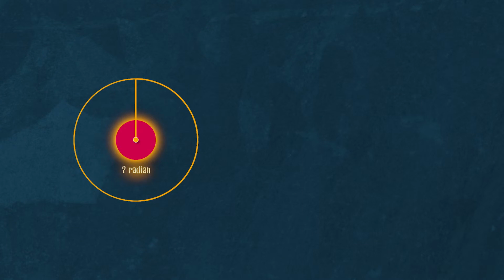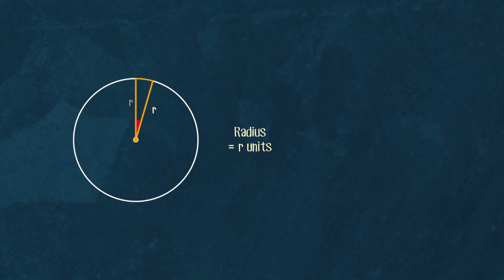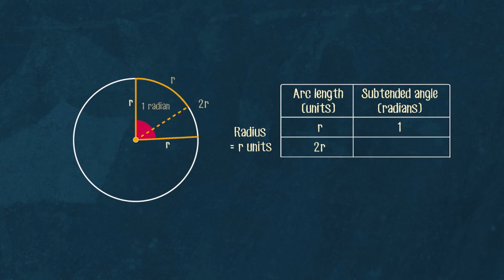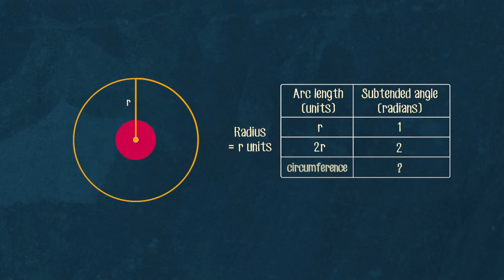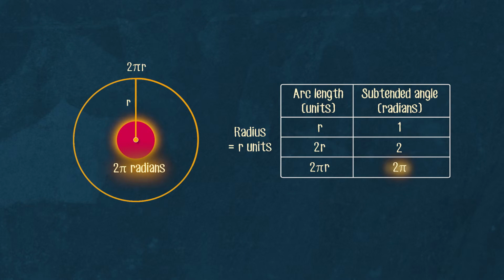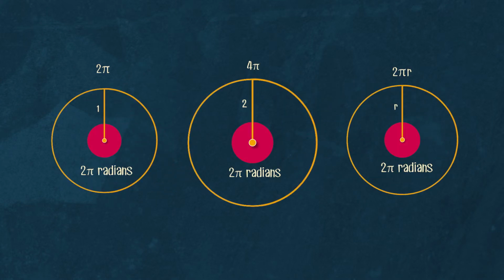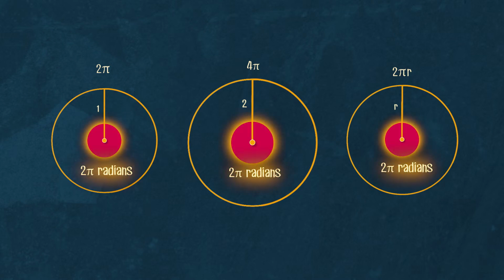So what do you think is the angle at the center of a circle with a radius of r units? Let's see. When the arc length is 2r, which is twice the radius, the angle is 2 radians, which is the length of the arc divided by the radius of the circle. When the length of the arc is the circumference of the circle, which is equal to 2 pi r, the angle at the center is 2 pi radians. So the angle at the center of any circle will always be 2 pi radians.